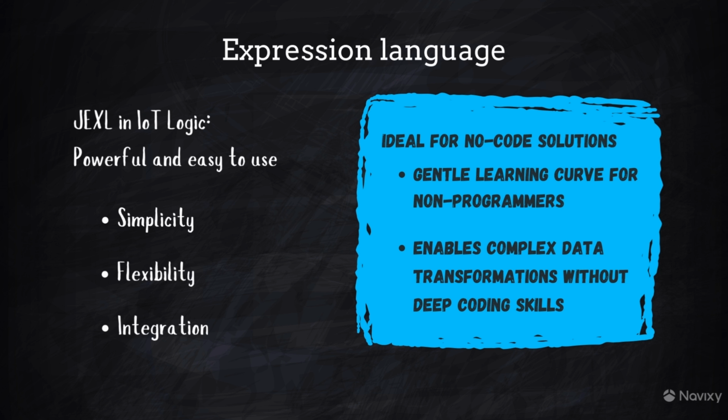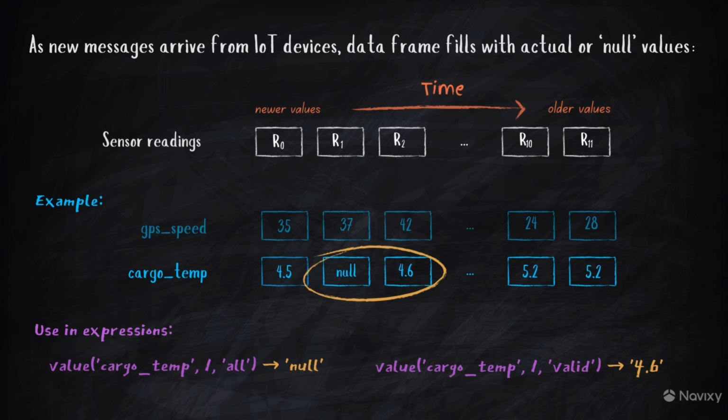Let's take a closer look at how IoT logic handles data streams from devices. See the image on the slide. Imagine a constantly updating timeline of sensor readings. As new messages arrive, they populate our data frame with actual values or null if no data is received. Here's the key. We maintain a historical record of up to 12 readings for each parameter. Notice how in this example we have GPS speed and cargo temp. The cargo temperature shows an interesting pattern.